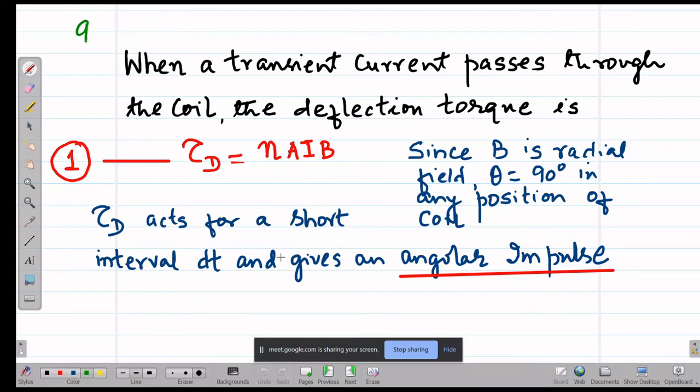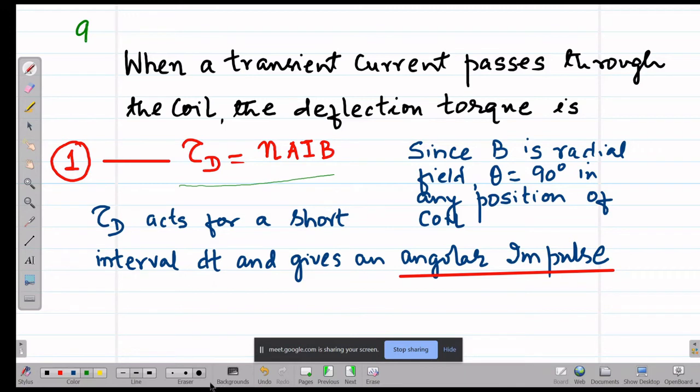Theta is 90 degrees. Why is theta 90 degrees? Because the magnetic field is radial. Because the magnetic field is radial, at any position of the coil, theta will always be 90 degrees. I will explain this with a picture later. For the time being, you assume what I am telling is correct. So therefore, the torque on this coil is NAIB. Sin 90 is 1. This torque will act for a short interval of time.